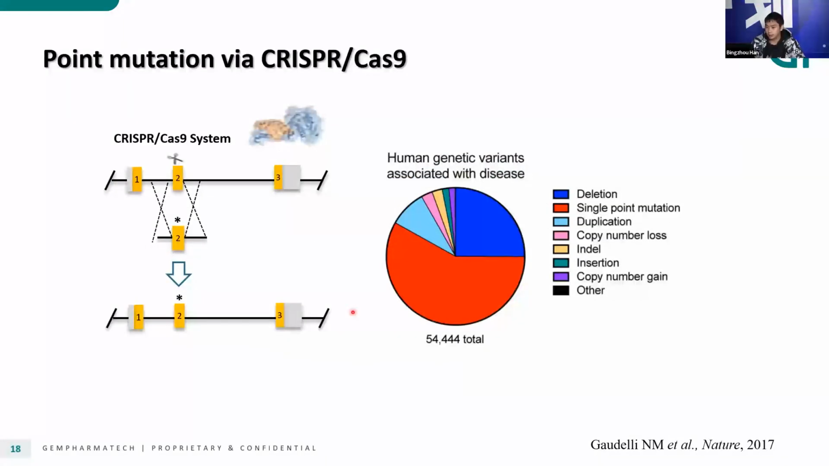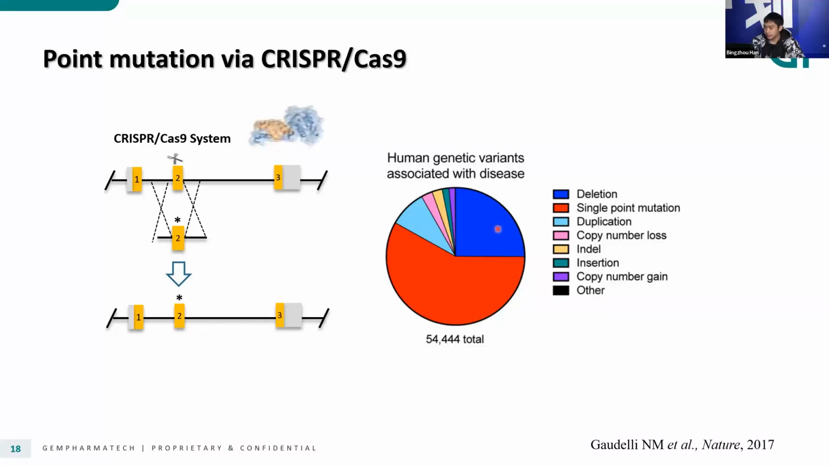Last but not least, we can also introduce point mutations by the CRISPR-Cas9 system, generally with a single-strand oligonucleotide donor. We introduce the point mutation of interest in the exon and then design the CRISPR-Cas9 target site also at the exon we are interested in. After homology-based repair, this donor, which contains the point mutation, will be introduced into the target gene and generate the point mutation.